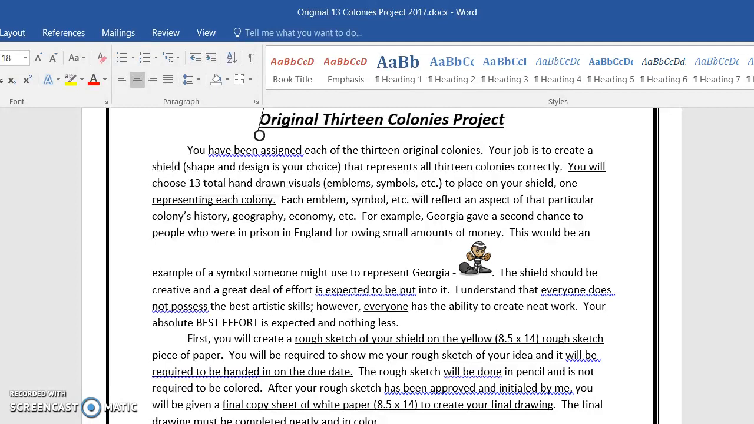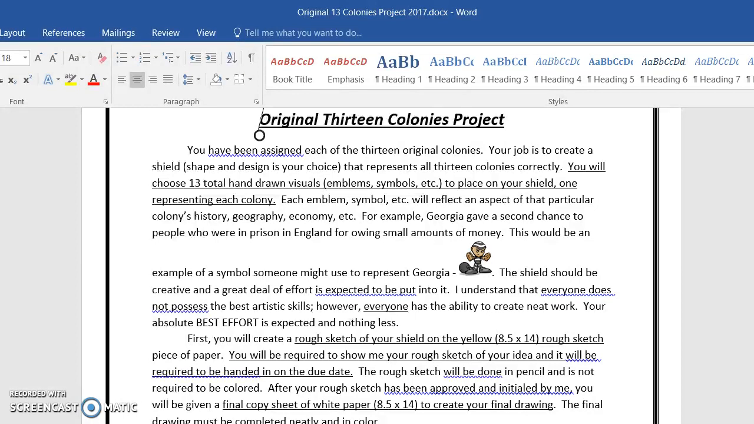Now, that yellow sketch paper is going to be 8.5 by 14 inches. You'll be required to show me your rough sketch of your idea, and it will be required to be handed in on the due date, which I'm going to talk about then as well. The rough sketch will be done in pencil, and it is not required to be colored. Matter of fact, I don't want you to color it. I don't want you to spend a lot of time on your rough sketch. I just want your ideas so that when you come to me, you can prove to me, hey, this is a good symbol for this colony. This is a good symbol for this colony. And then you can move forward and spend your time on your final copy.